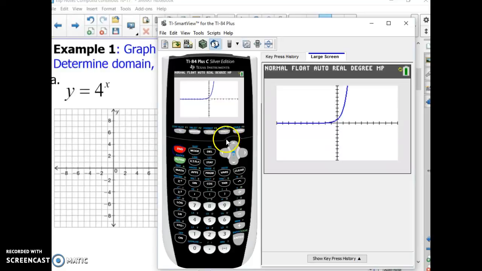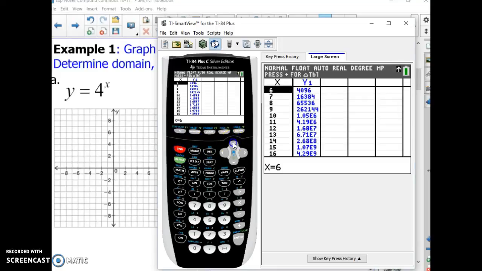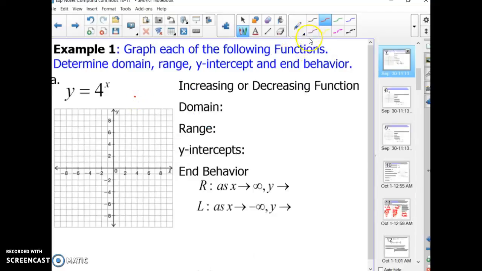Then I'm going to look at my table really quickly right here. So here's the thing. At 1 it's 4, at 0 it's 1, at -1 it's 0.25. So here we are. Let's plot those points. At 0 it was 1, at 1 it was 4, and then 0.25. That's how my graph looked.